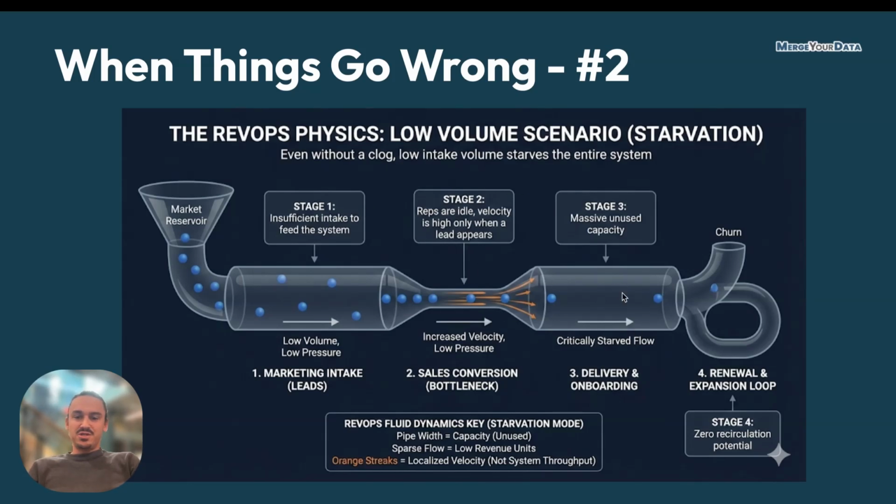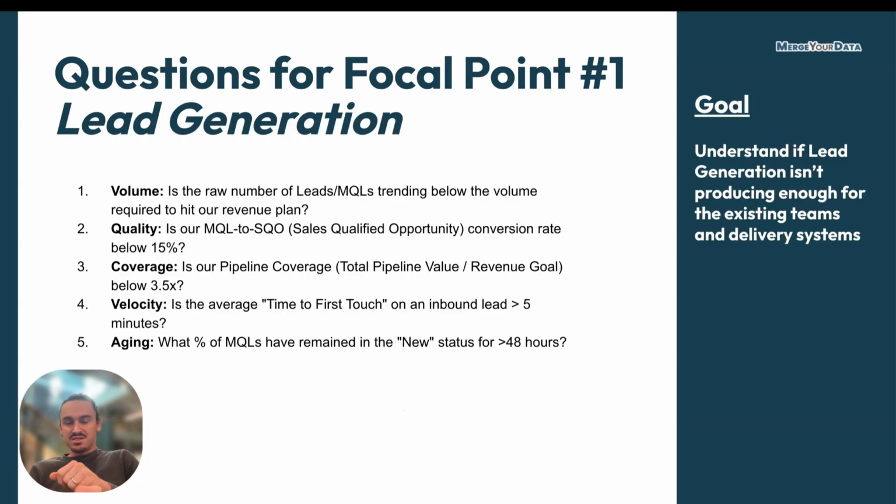This obviously causes downstream issues. Once again, critically starved flow here for delivery and onboarding. Churn hurts more, renewal and expansion. It just isn't there. These are the questions that we look at for focal point number 1 with lead generation. And the ultimate goal here is to understand if lead generation isn't producing enough for the existing teams and delivery systems. We want to see if there's enough flow coming in from the front end of the system, if it's a high quality flow that we can use in the sales process and optimize, that the delivery team is going to get enough projects from the existing conversion rates, so on and so forth.